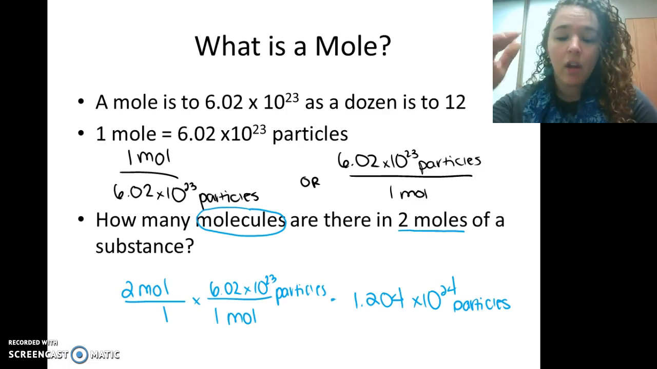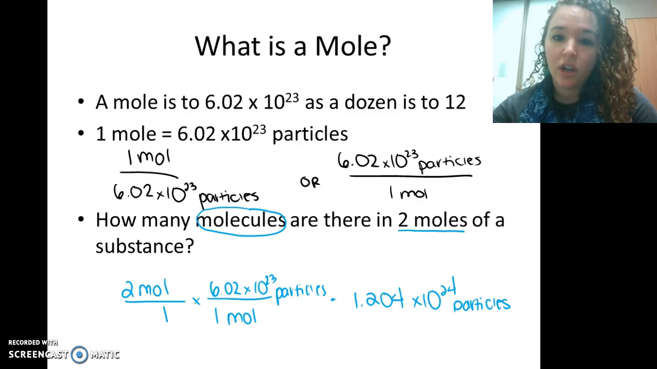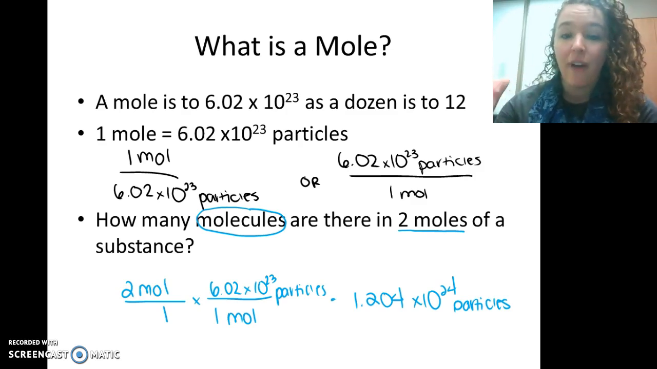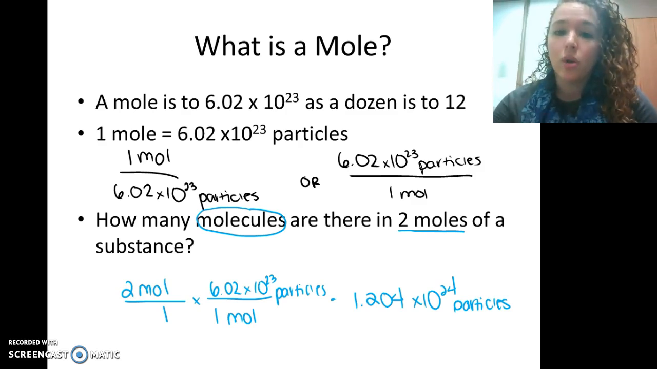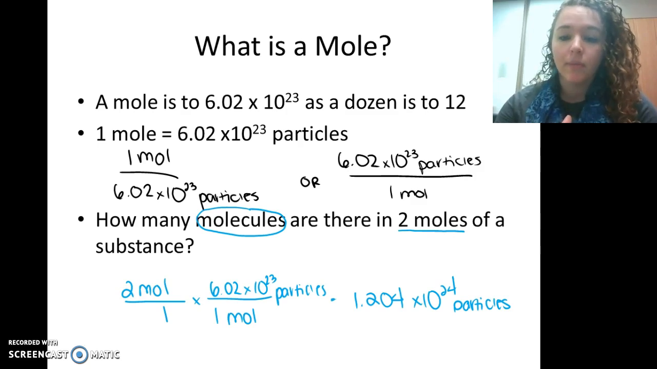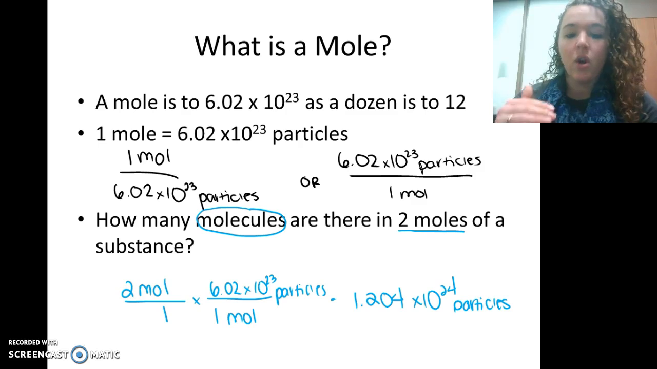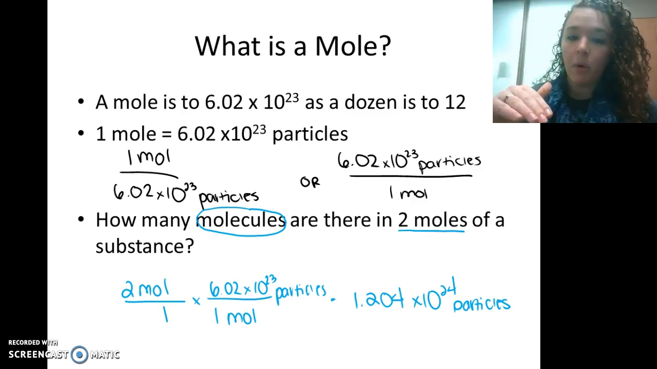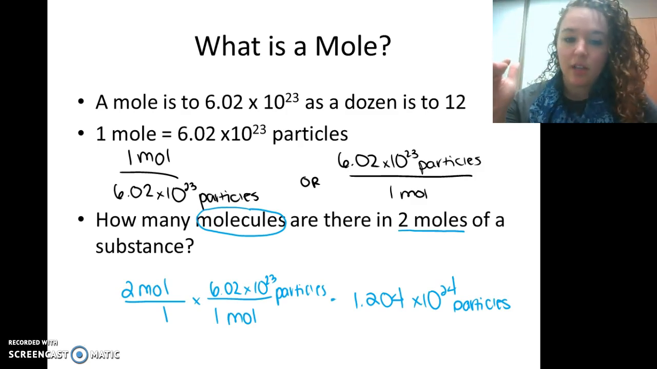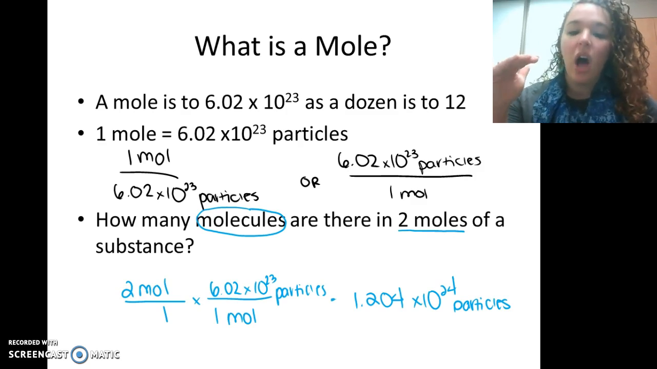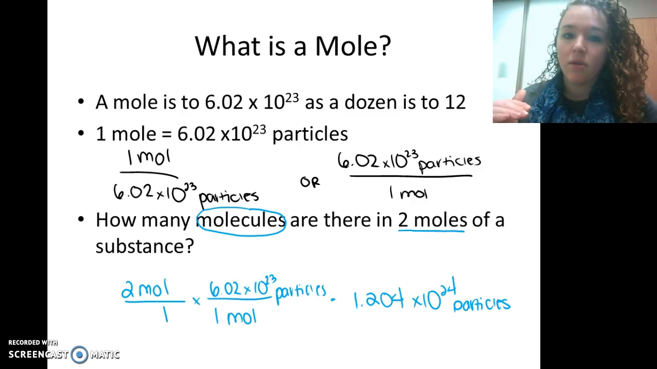We have 2 moles on the top, and then on the bottom of the next term, we have 1 mole so that we can divide away or cancel out those 2 terms of moles. And then on top of that, our goal is to convert that into molecules or particles. And the way that we're going to do that is we know the fact that 1 mole is equal to 6.02 times 10 to the 23rd particles or molecules. So that way, once we've divided away the moles, we know all we're left with is particles or molecules.